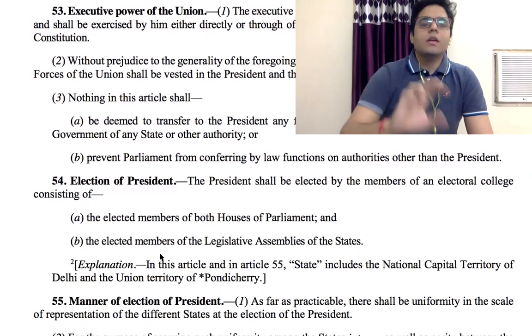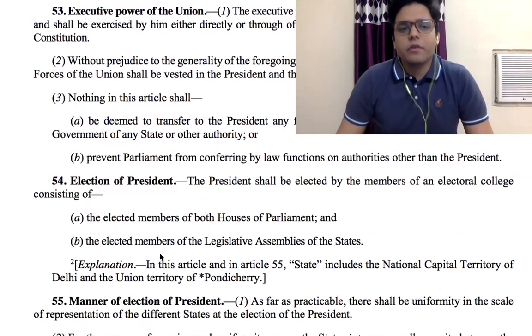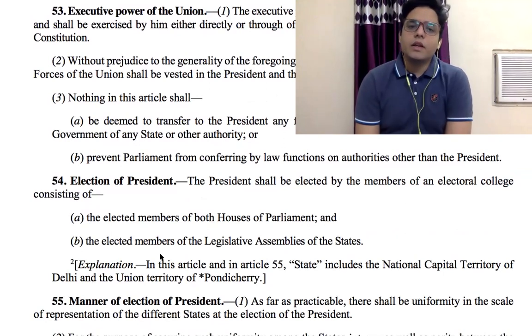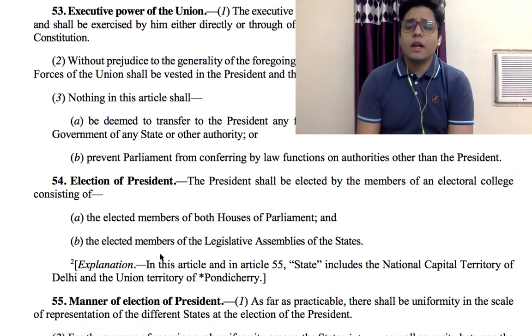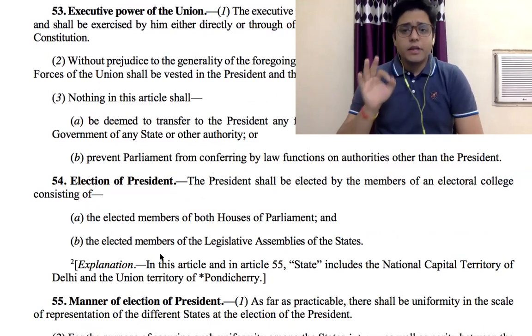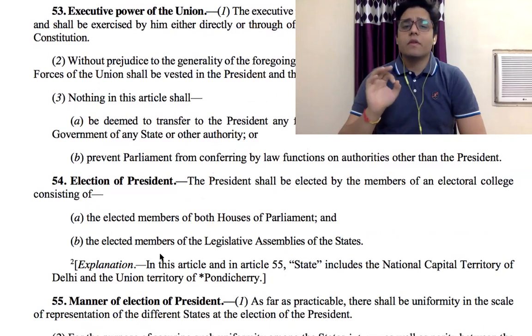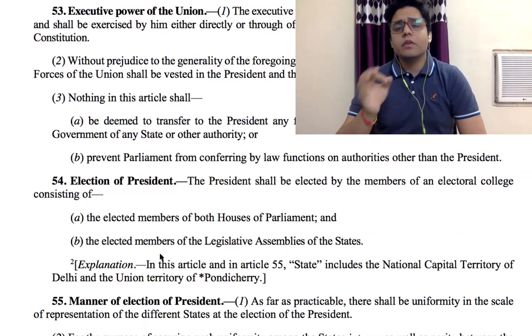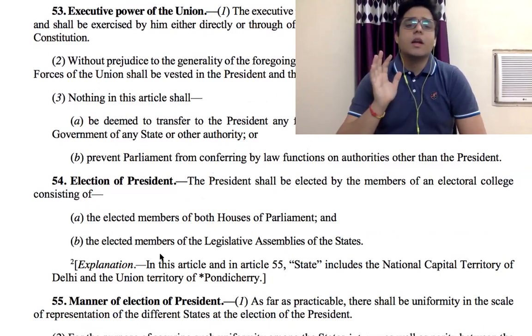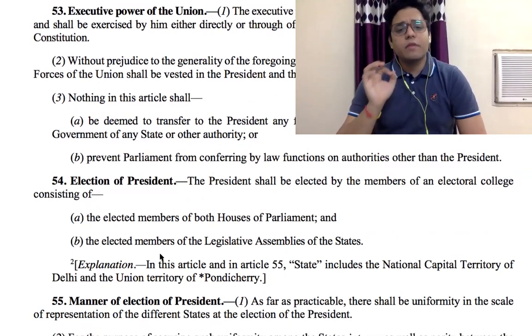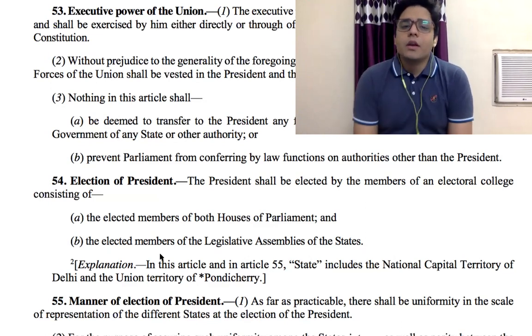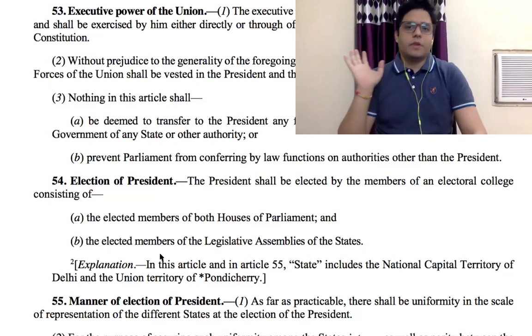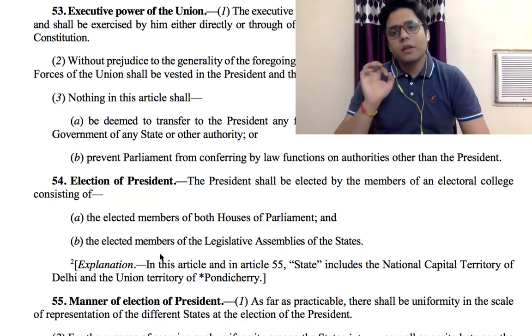Okay, Article 54, election of the president. The president shall be elected by the members of an electoral college. Mind the words: electoral college consisting of A, the elected members of both Houses of Parliament; B, the elected members of the legislative assemblies of the states. Explanation. In this article and in Article 55, the state includes the National Capital Territory of Delhi and the Union Territory of Puducherry.